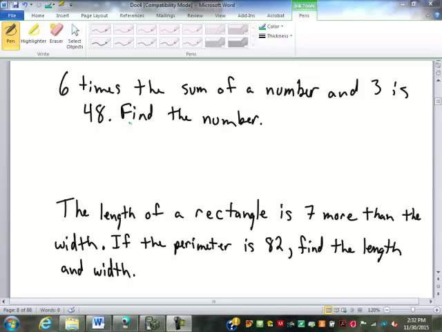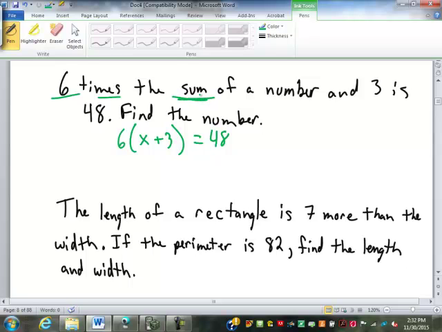Okay, for the first one, how do we start it out? First, of course, we've got to write out the equation or the expression. What's that going to look like? Perfect. X plus 3 is in parentheses, and that times 6 equals 48, because it is 6 times the sum.